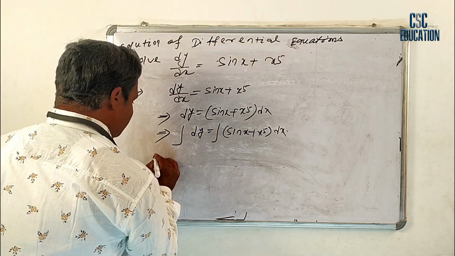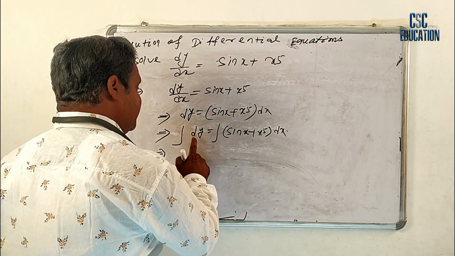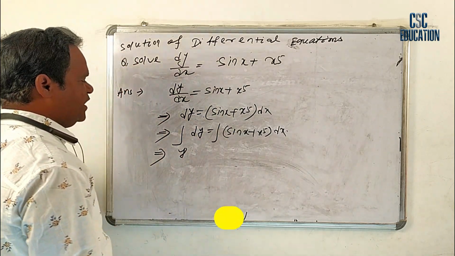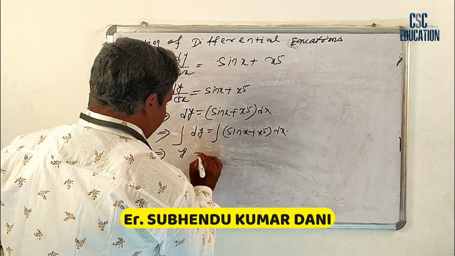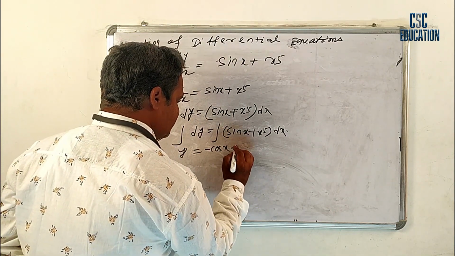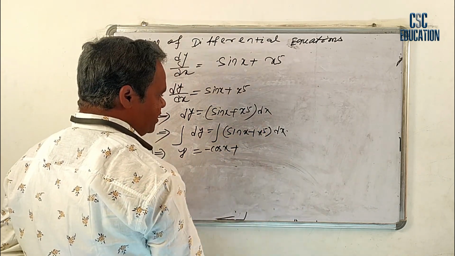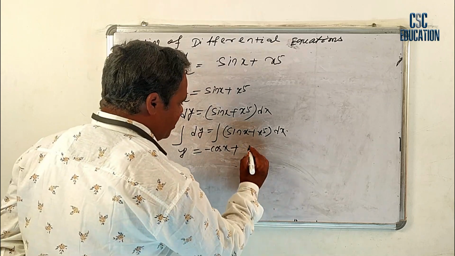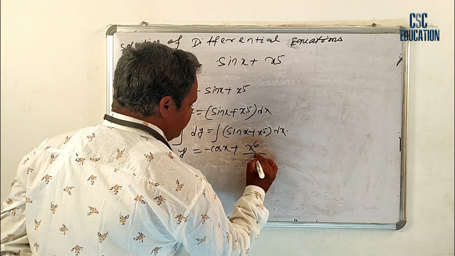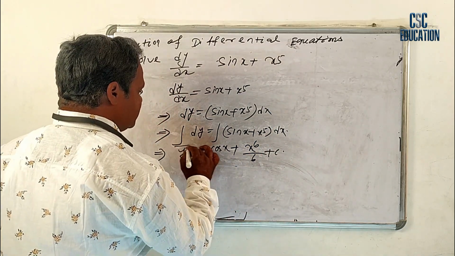Now in the integration, the integral of dy is y. The integration of sin x is minus cos x, plus x to the power 5, that means x to the power n. In the formula, x to the power 5 plus 1, that means x to the power 6 divided by 6, plus c. That is your answer.